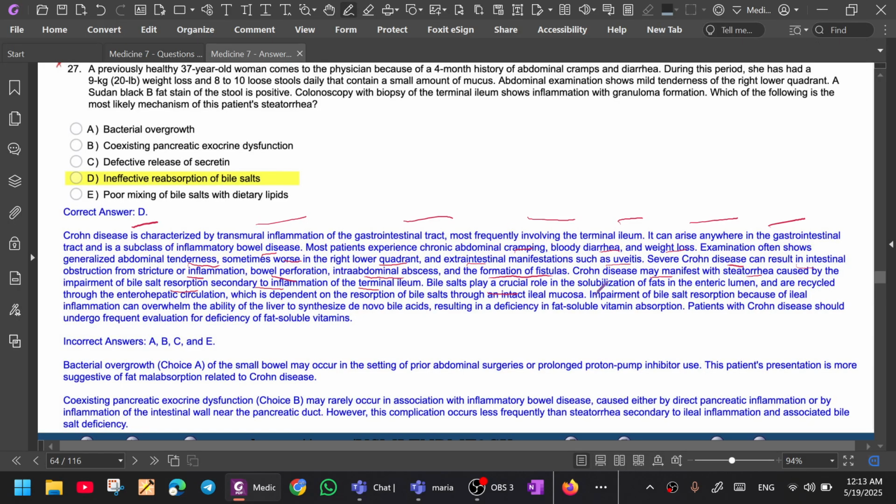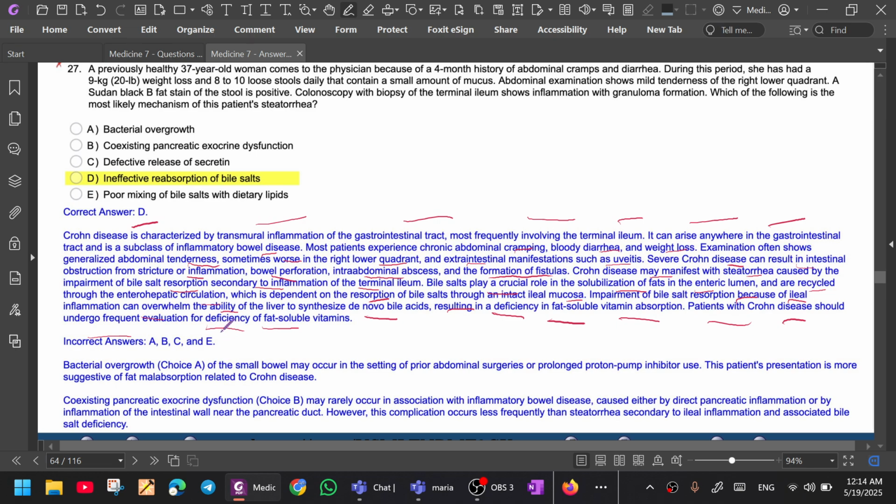Bile salts play a crucial role in the solubilization of fat in the enteric lumen and are recycled through the enterohepatic circulation, which is dependent on the resorption of the bile salt through an intact ileal mucosa. Impairment of bile salt resorption because of ileal inflammation can overwhelm the ability of the liver to synthesize de novo bile acid, resulting in a deficiency of fat-soluble vitamin absorption. Patients with Crohn's disease should undergo frequent evaluation for deficiency of fat-soluble vitamins.